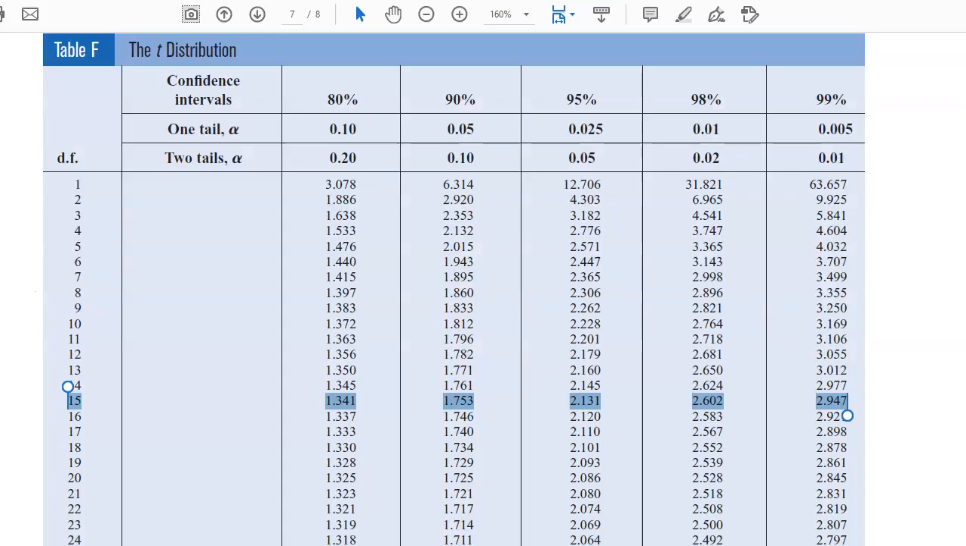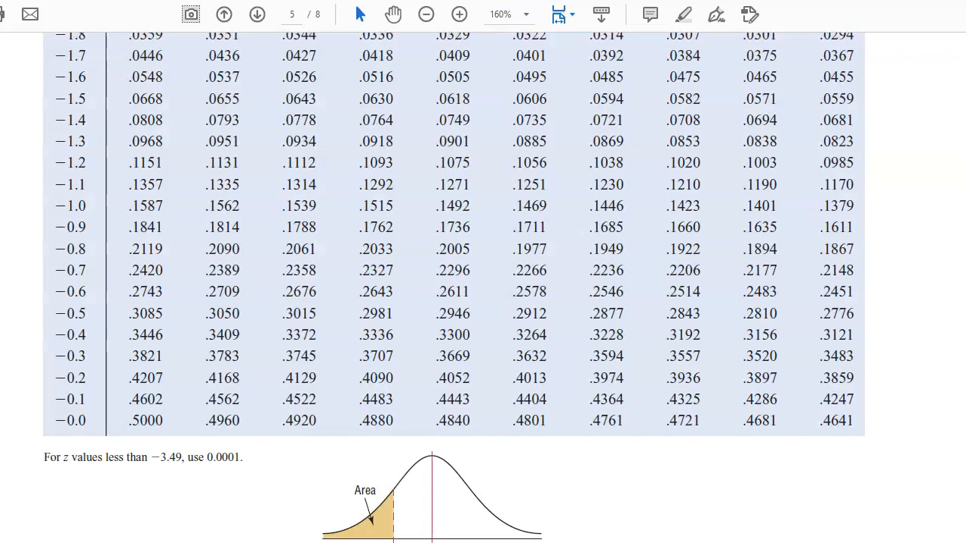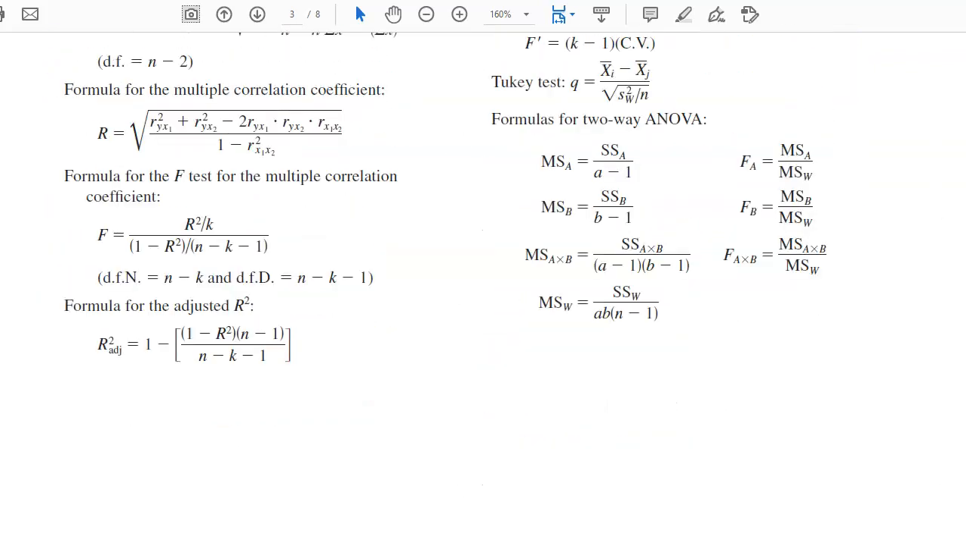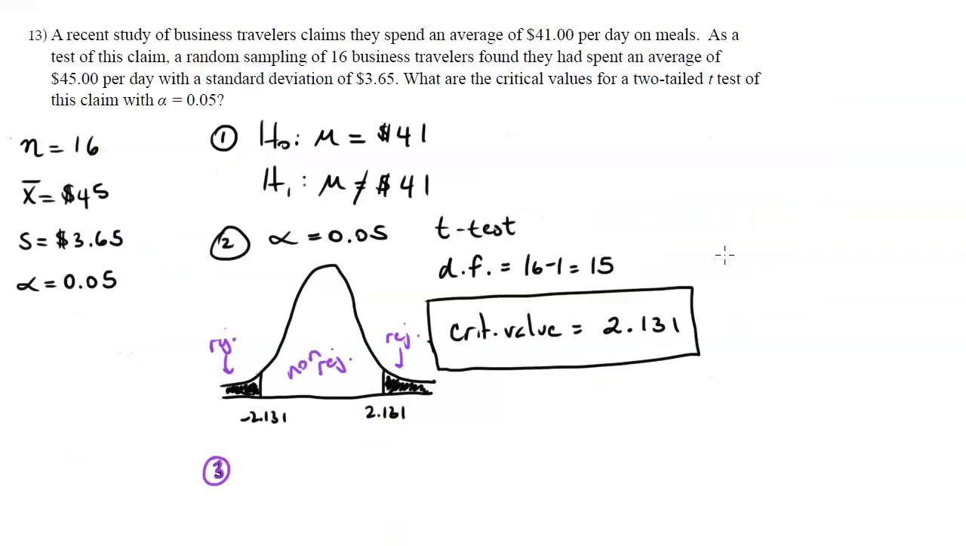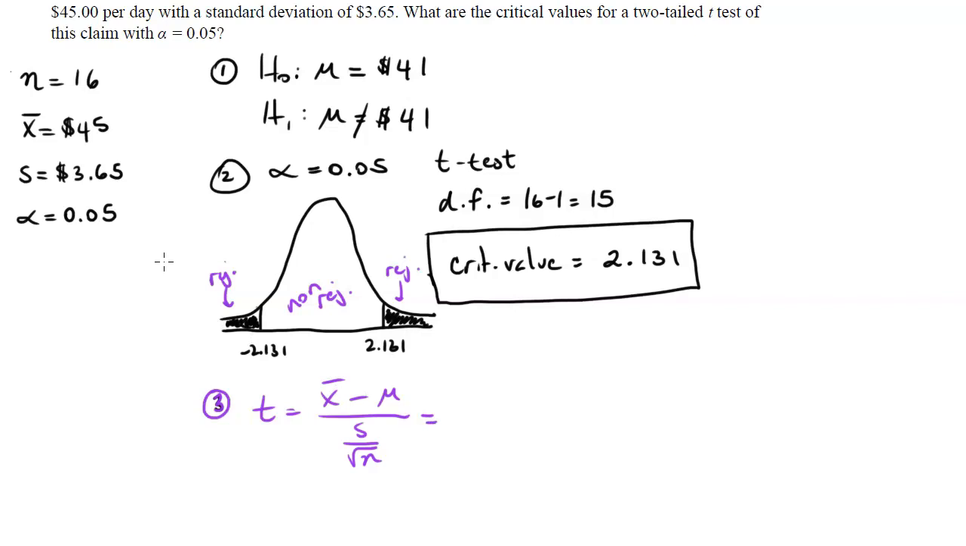So let's see the formula. T-test. This is chapter 8. There it is. Let's write it. T equals x bar minus the population mean divided by s divided by the square root of n. Okay? X bar is 45. Population mean is 41. S is 3.65 divided by the square root of 16, which is just 4.